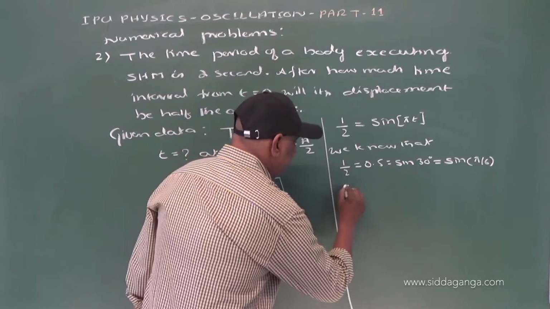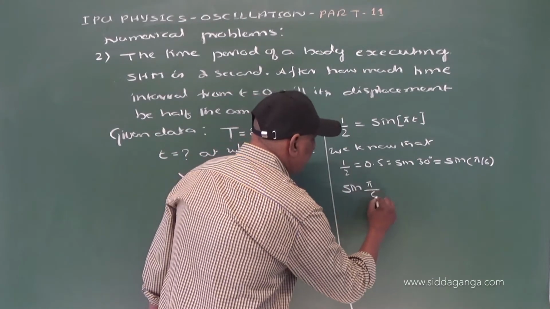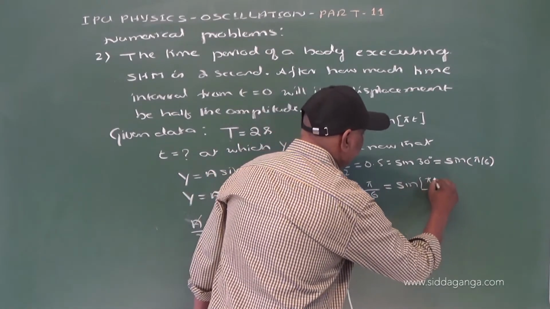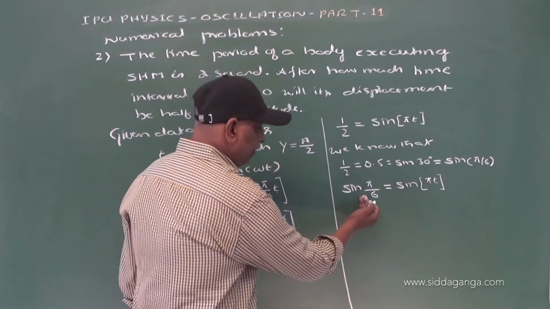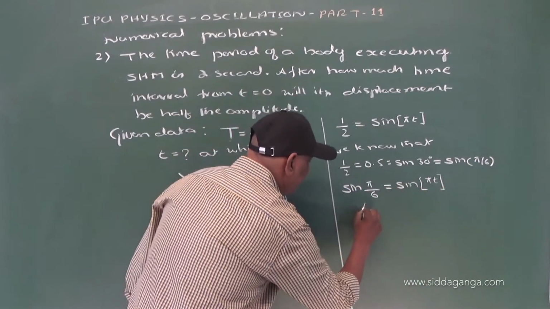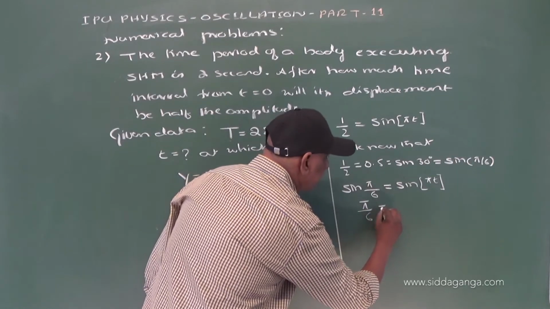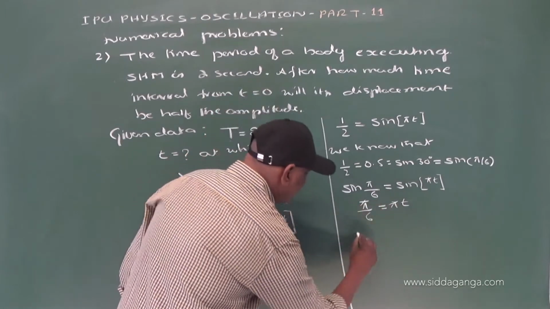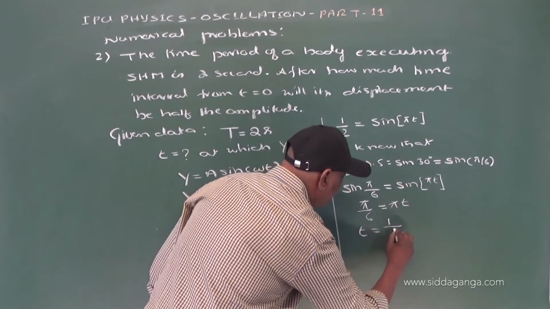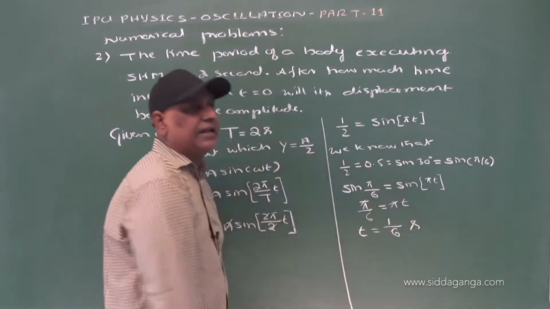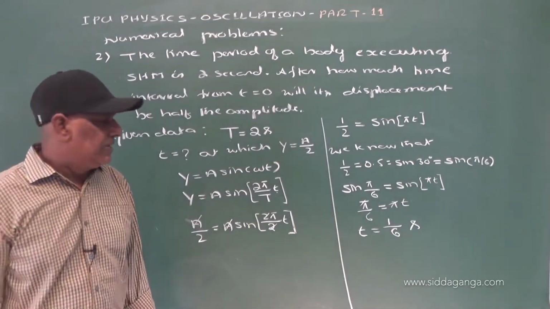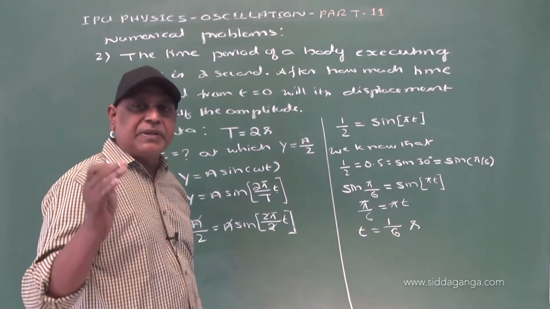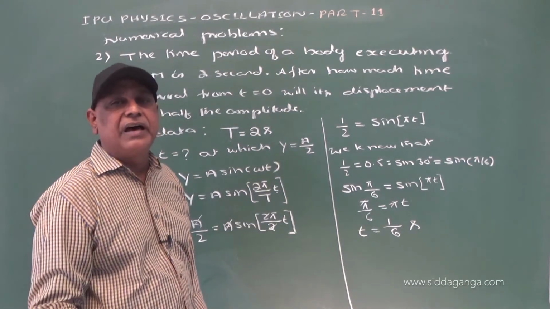Therefore we can write sin pi by 6 is equal to sin pi t. Now comparing these two equations, we have pi by 6 is equal to pi into t. So pi gets cancelled, therefore t is equal to 1 by 6 second. So after a time interval of 1 by 6th second from time t is equal to 0, the displacement is equal to half of the amplitude.